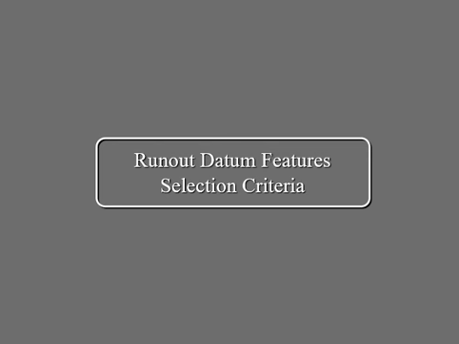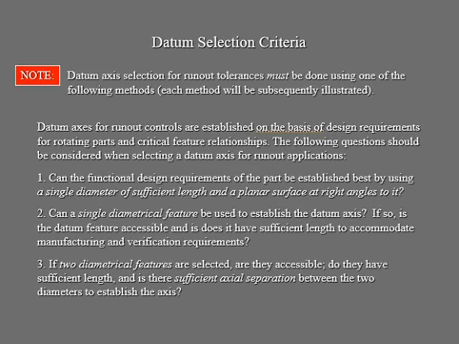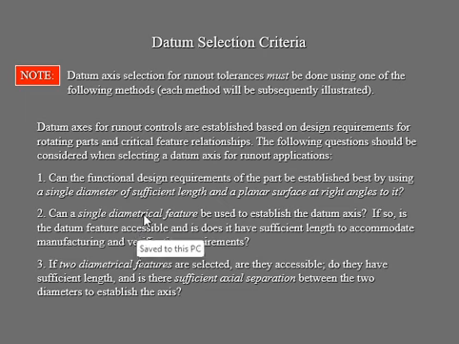Then of course, getting into the runout datum features, another one. Here it's just showing you your datum selection, got to be done by using one of them. So this is just a method for how we can do this tolerance for the runout control. So first you're going to think about, can the functional design requirements of the part be established by using a single diameter of sufficient length and a planar surface at right angles to that.